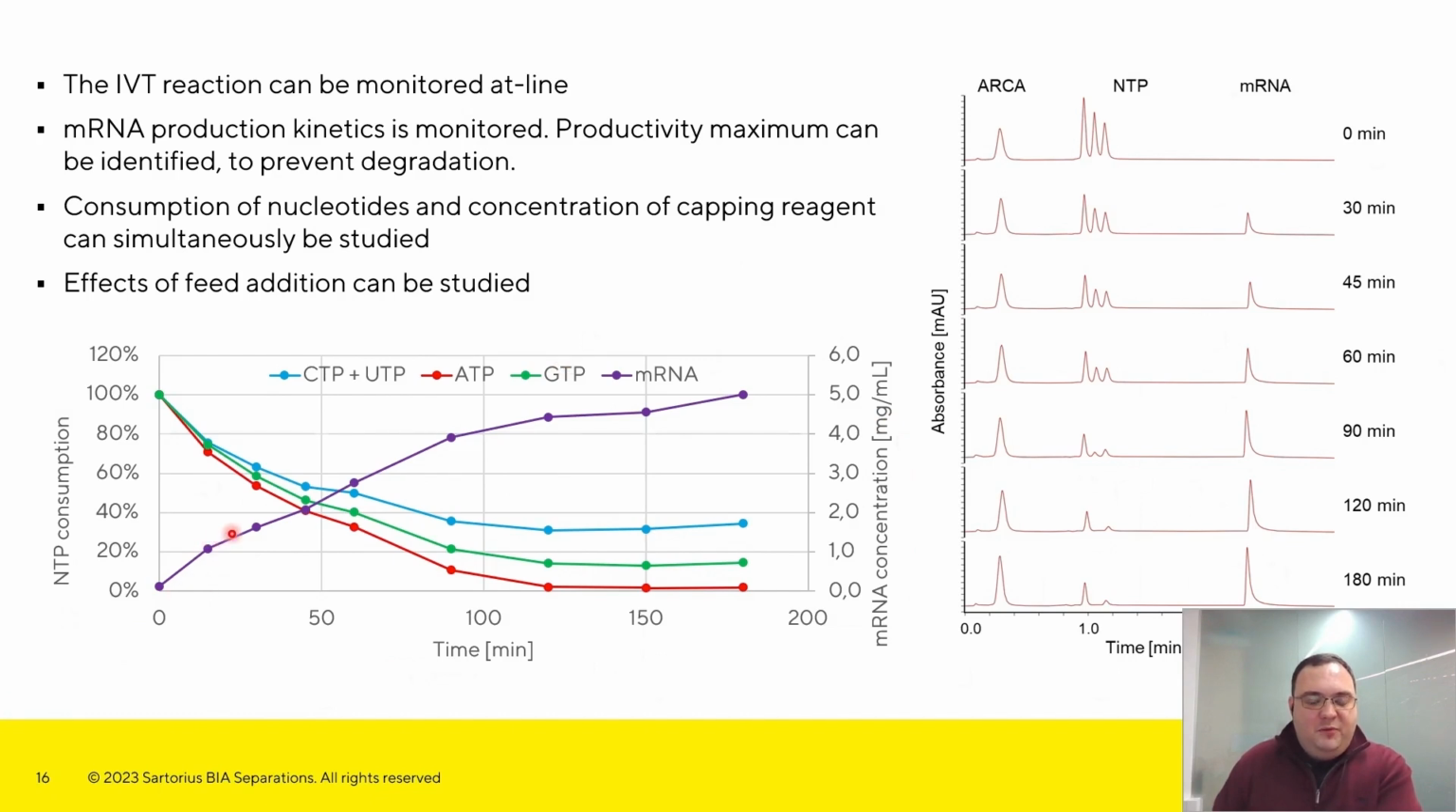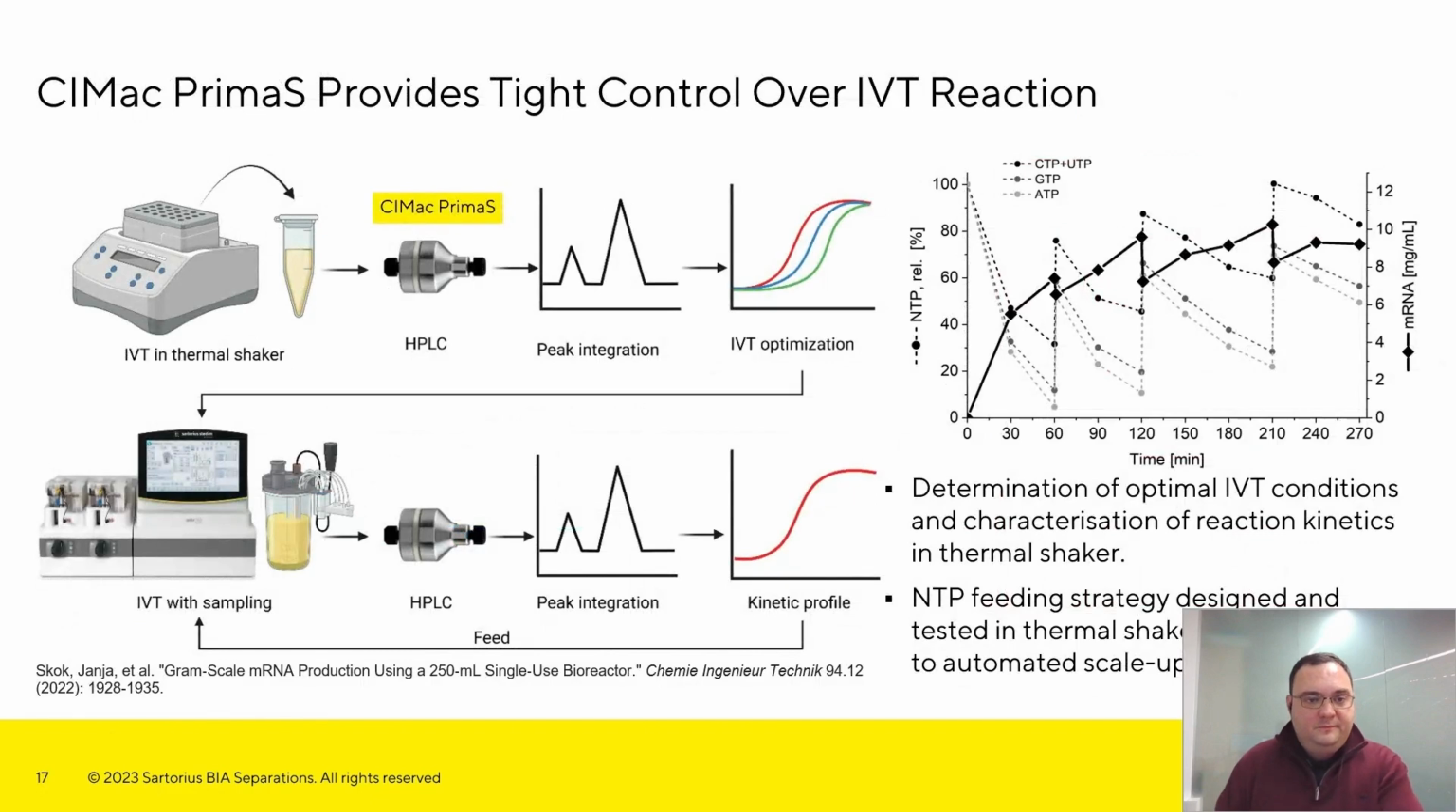As the IVT progresses, mRNA gets synthesized, and at a certain point, it stops. The cool thing that you can do with the platform is, in this case, you can pretty easily identify that the IVT reaction stopped because we ran out of ATP in this case. But those are basic examples. We can go further than that.